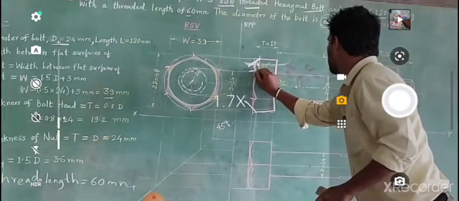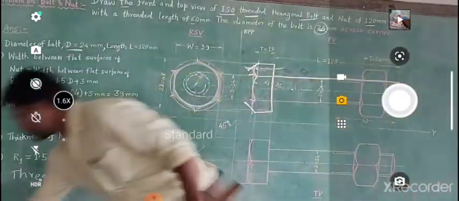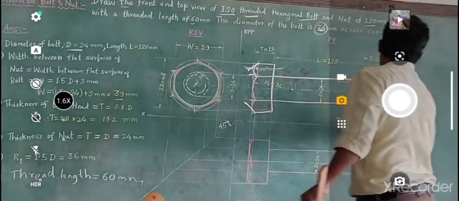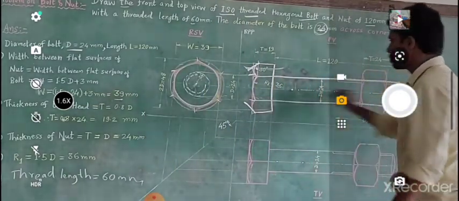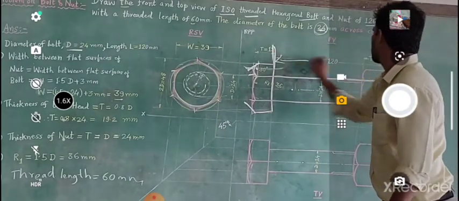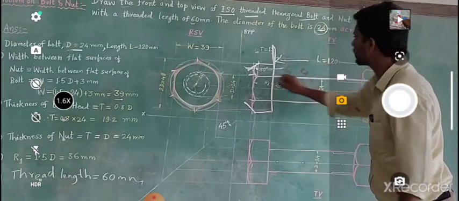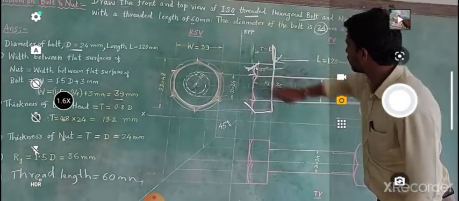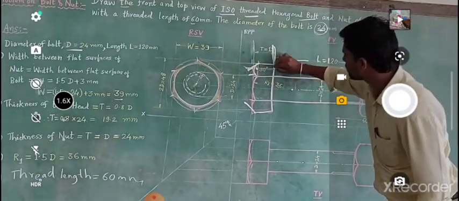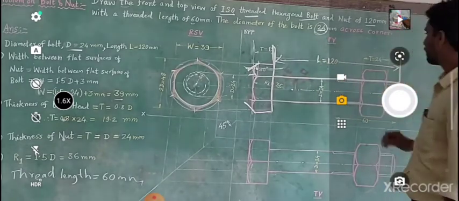Then you draw the lines, project this diameter, draw this diameter. What is this? This is the main important thing, the length of the bolt. As I explained with the bolt, length is equal to 120. We are not considering the length from this point. This is a major important point. Some students will take the length from here to here. You have to consider the length apart from the bolt head, that is L is equal to 120 mm.